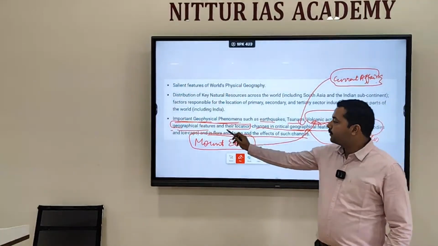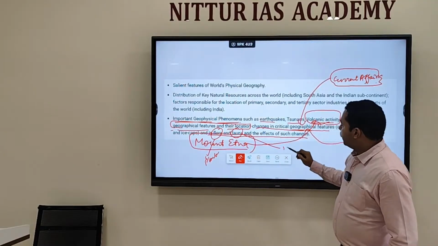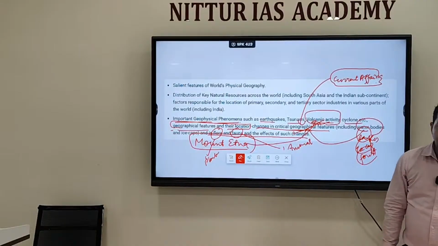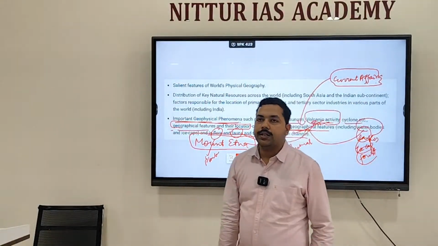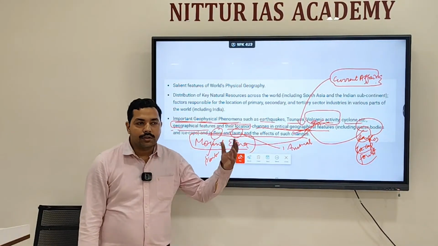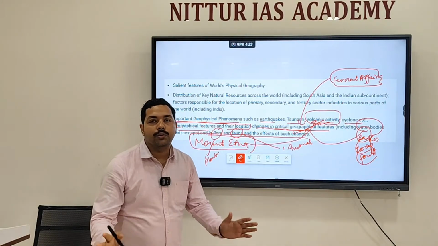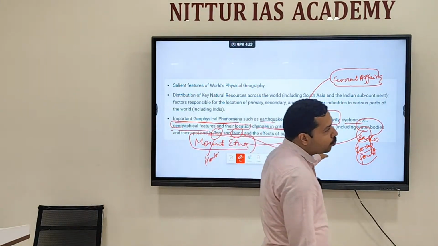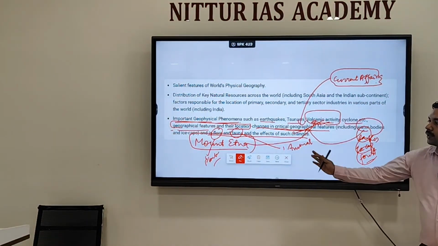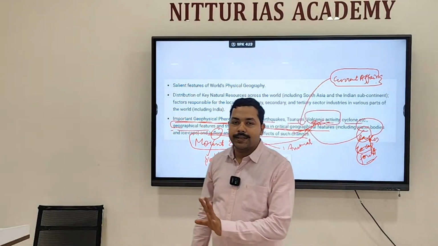What does flora mean? Plants. What does fauna mean? Animals. So what are the effects of such changes? Like if any critical geographical changes are happening, ice is melting, deforestation is happening, water bodies are being lost, lakes are going away, then in such cases what effect is it having on plants, what effect is it having on animals, that also you need to study. So this is a syllabus part that is given in the mains examination.